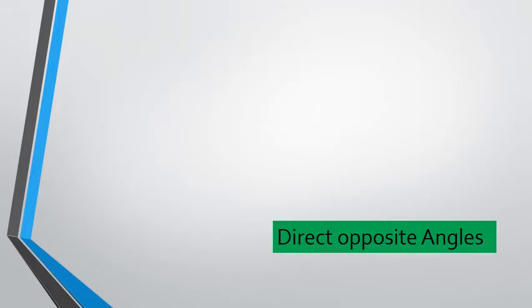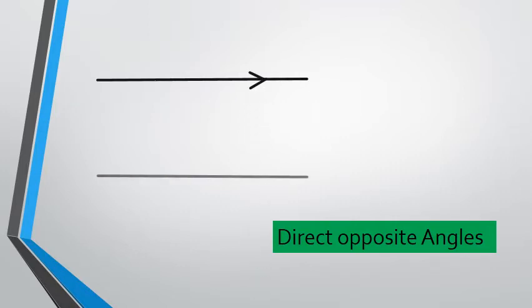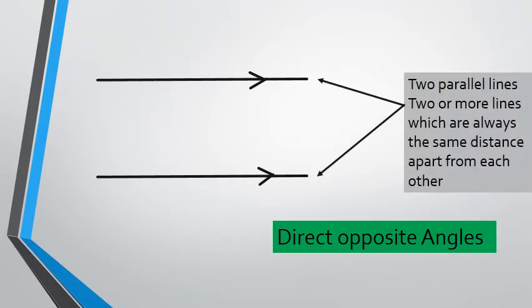Now let's see where and when can we expect to have opposite angles. First of all, let's create for us a pair of parallel lines. Now guys, there we have the two parallel lines. Now the definition, straightforward: two or more lines which are always the same distance apart from each other. But my aiming point is still to find the opposite angles.